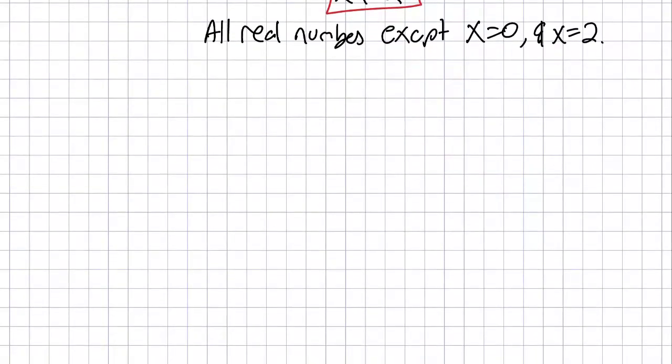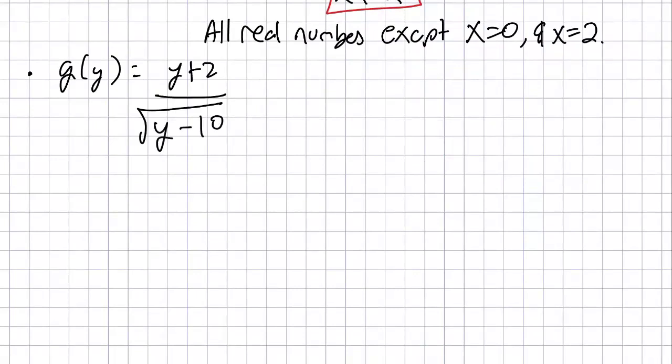Okay, we're almost done. Two more. Here's the tricky one. You have g of y is equal to y plus 2 over the square root of y minus 10. What do you think you'd have to do for this one? Because now you're stuck with two things: one, it's a radical, and two, it's also a rational function.